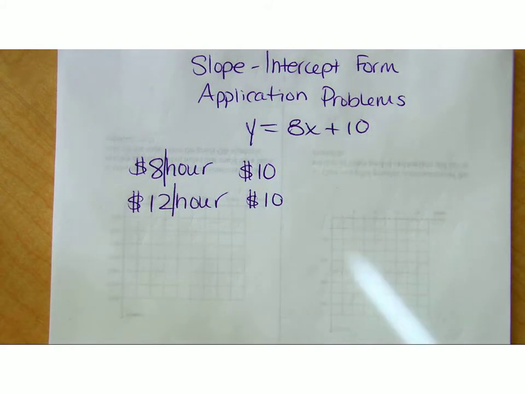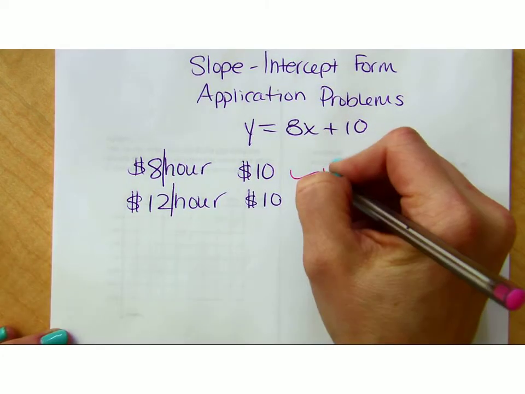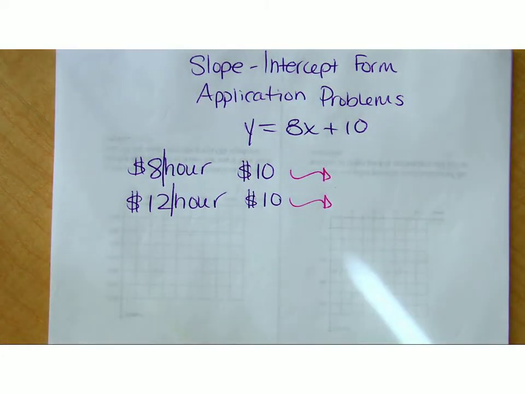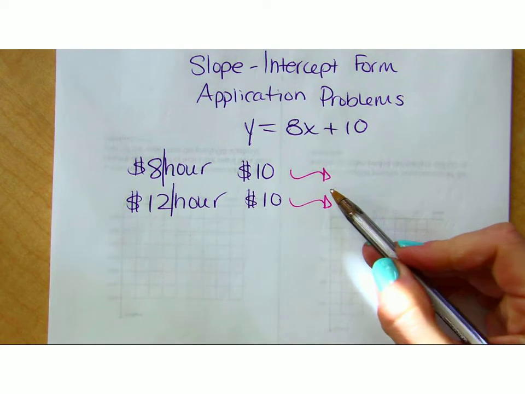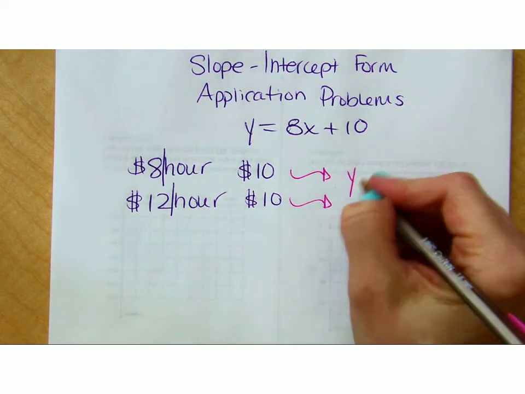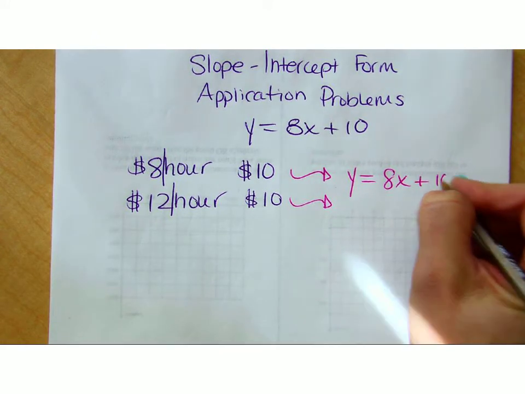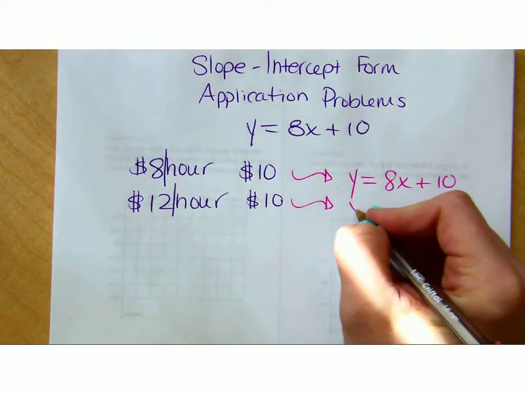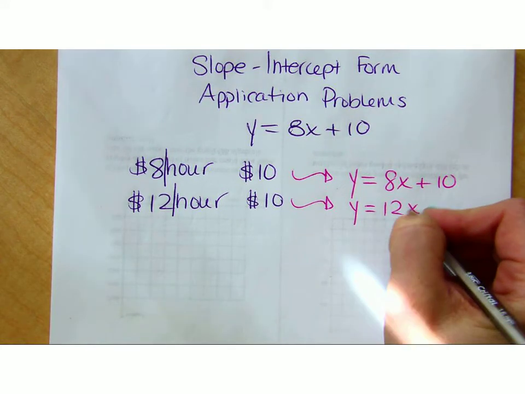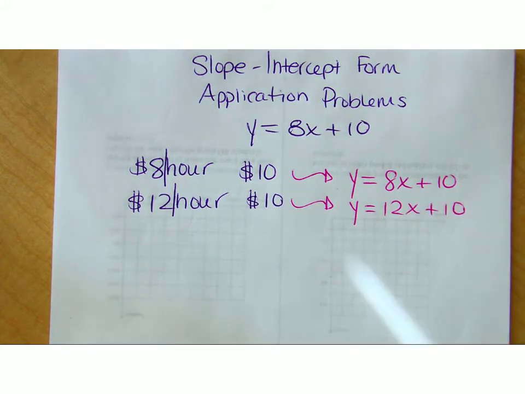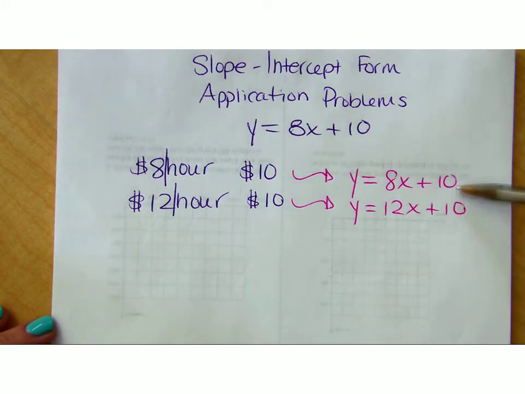So step one, would you be able to write an equation from this, knowing what your rate of change is and what your beginning value is? So what would my equation be for this one? Y equals 8x plus 10, which would make this one y equals 12x plus 10. So something's the same, it's just not slope, right? So the slope isn't the same, but the y-intercept is.